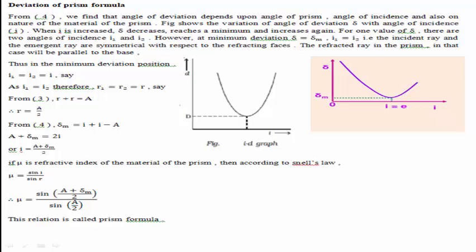that is nu is equal to sine of the angle of incidence, that is I, to the sine of the angle of refraction, that is R. Substitute the value of I and R in the above equation, then nu is equal to sine in the bracket A plus delta m divided by 2, and it is whole divided by sine of A by 2. This relation is called the prism formula.